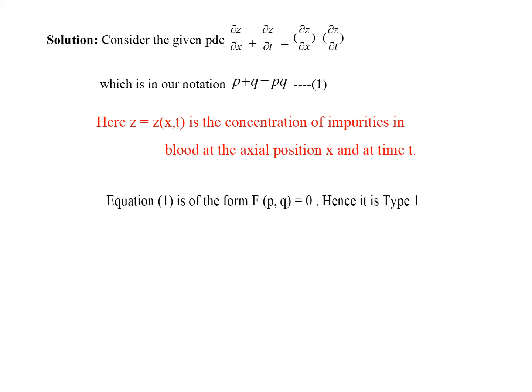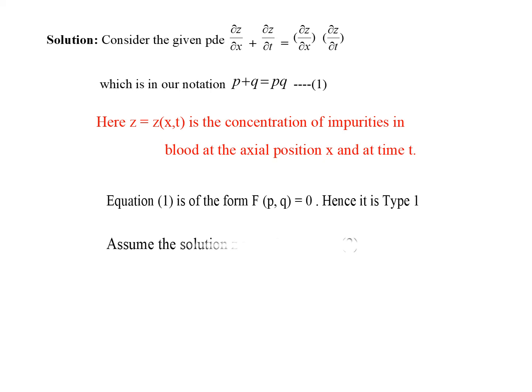Now look at equation 1. Again, it has only the terms p and q. It does not have x or y or z. So it is of the form f(p, q) = 0. Hence, it is a type 1 PDE. So what is the procedure for a type 1 PDE?